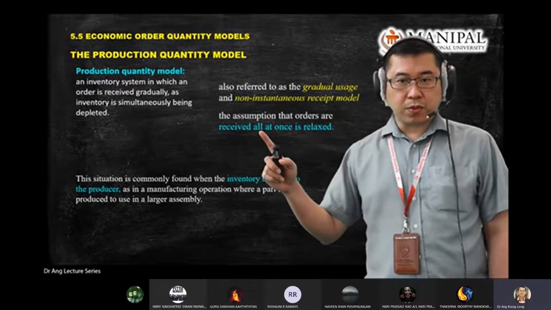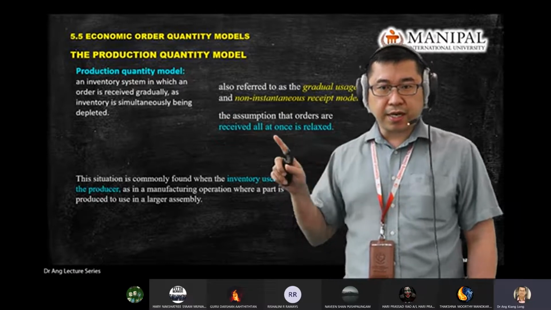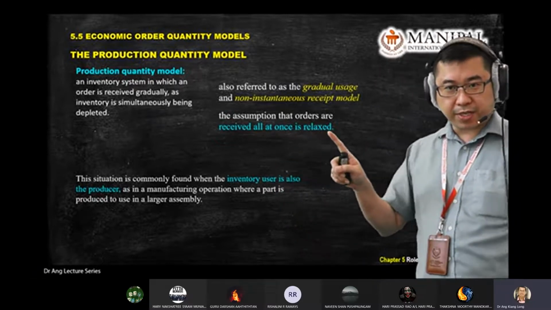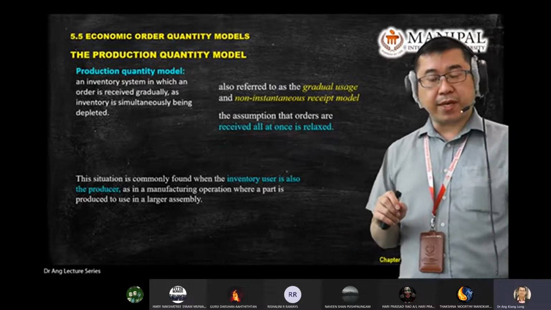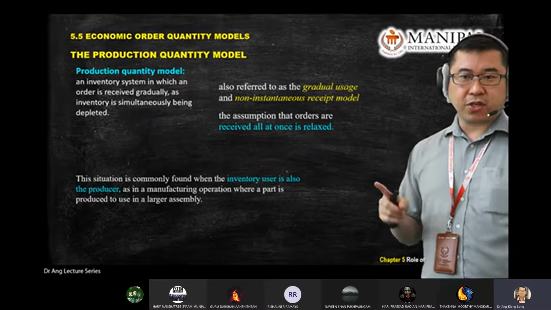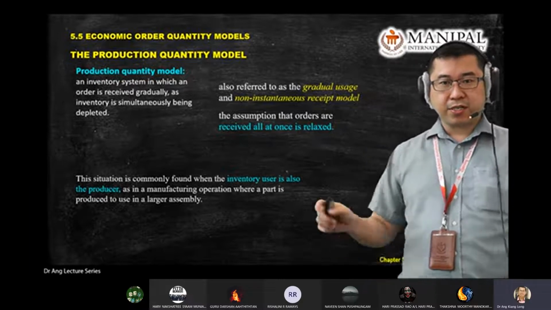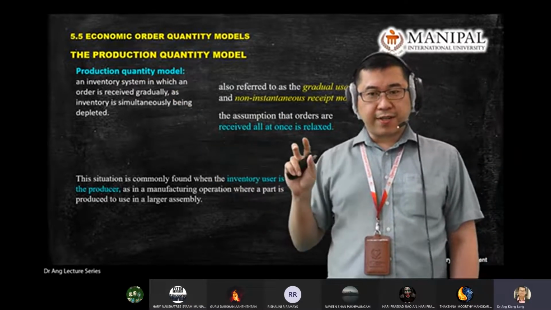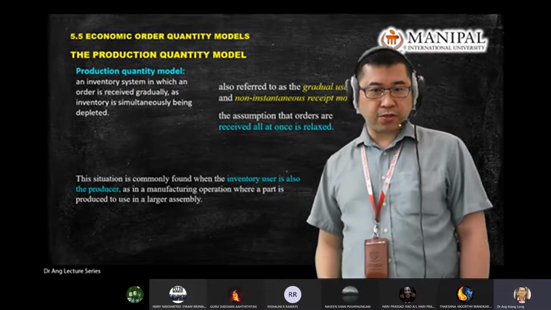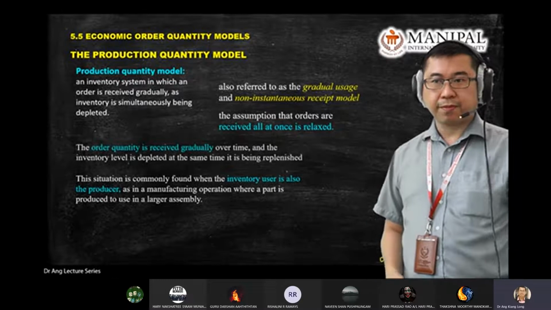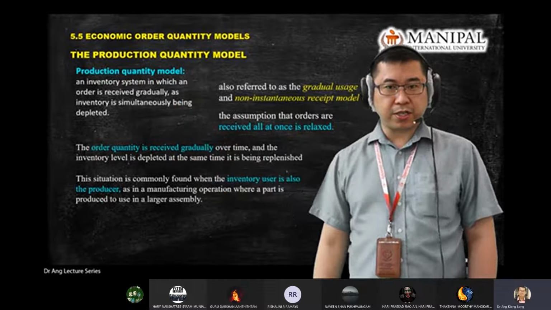Okay, so we have an assumption here: order received all at once is relaxed. It means that there's a word relax here. It means we have some flexibility when we receive the order, not as rigid as the basic quantity model that you learned previously. So when you come to production quantity, there's some flexibility that you can play when you're receiving the orders.